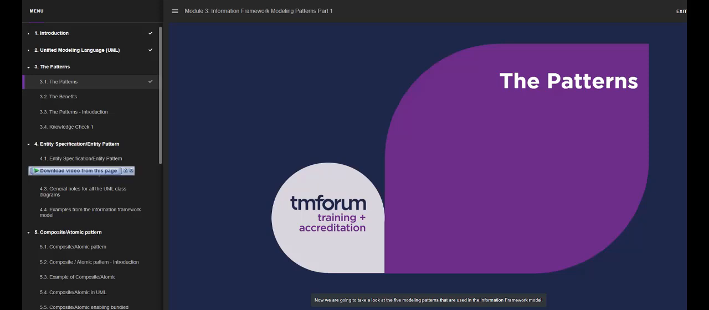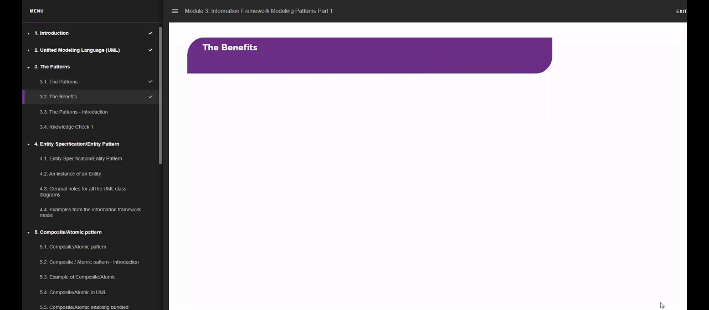Now we're going to take a look at the 5 modelling patterns that are used in the Information Framework model. We'll start by explaining what a pattern is and the benefits of using patterns. Then we'll look at each pattern, first from a business requirements perspective and then from a modelling perspective. What are information modelling patterns and the benefits of their use?